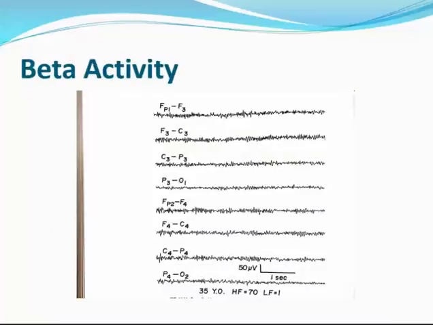We see here generalized beta activity in a 35-year-old with a filter setting of 70 for the high frequency filter and 1 for the low frequency filter. As you can see, these are all high frequency potentials that we see there.